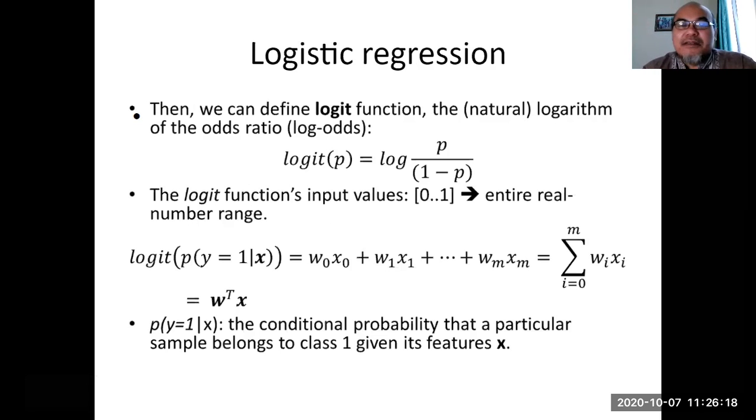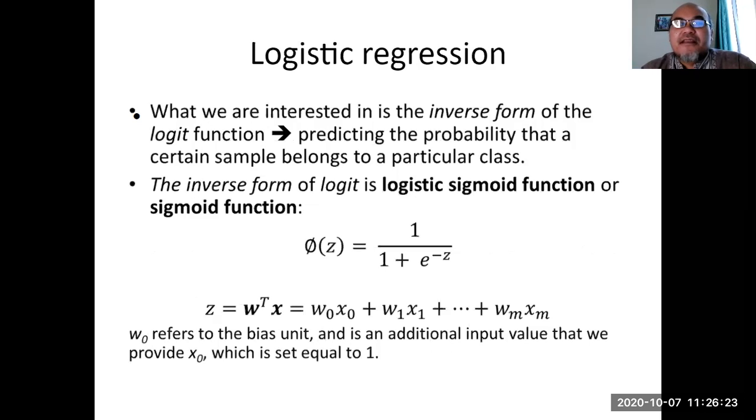Now, what will be the function of that conditional probability? It could be many functions, but one of the most common is the logistic sigmoid function, or for short, sigmoid function. We are interested in the inverse form of the logit function, predicting the probability that a certain sample belongs to a particular class. So the inverse form of logit is the logistic sigmoid function.